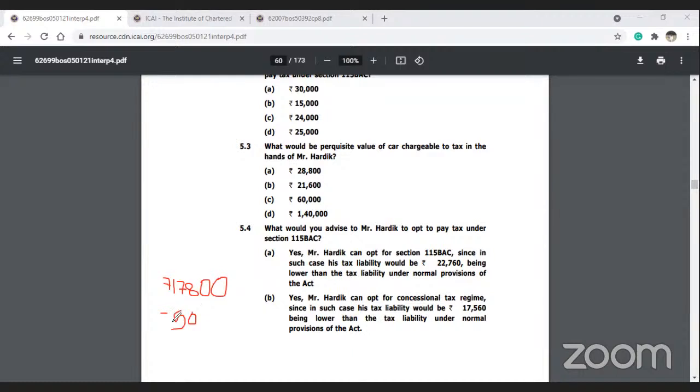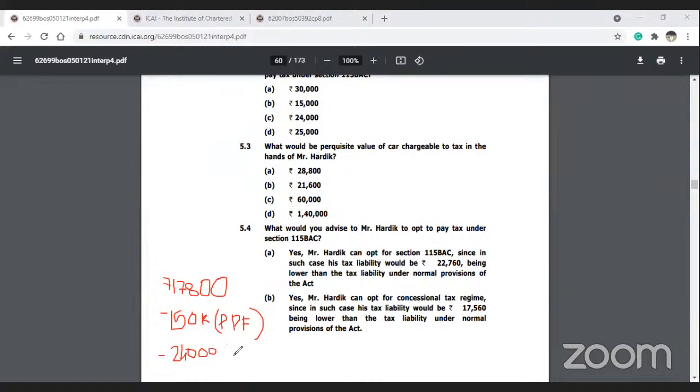Okay, then 150, then PPF for 24,000. So minus 150 and 24,000. What is the 24,000 for? For health insurance premium reduction. So we got 543,800. Yes, 543,800.